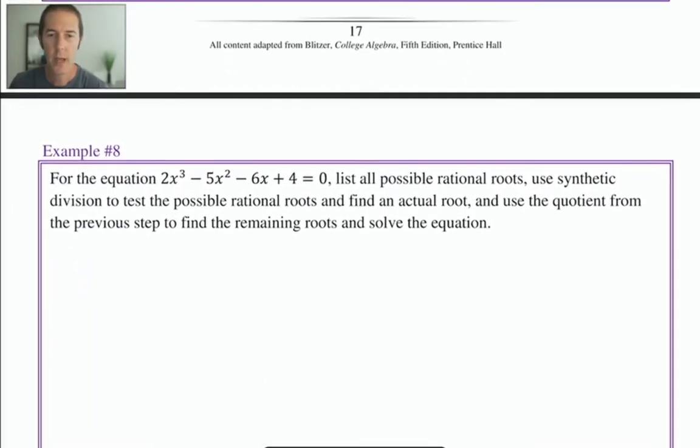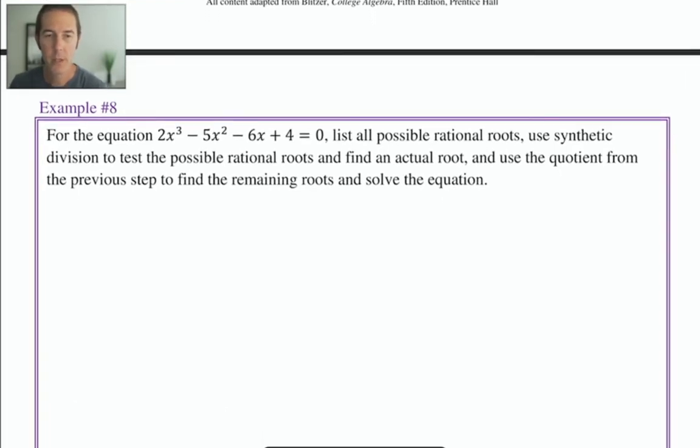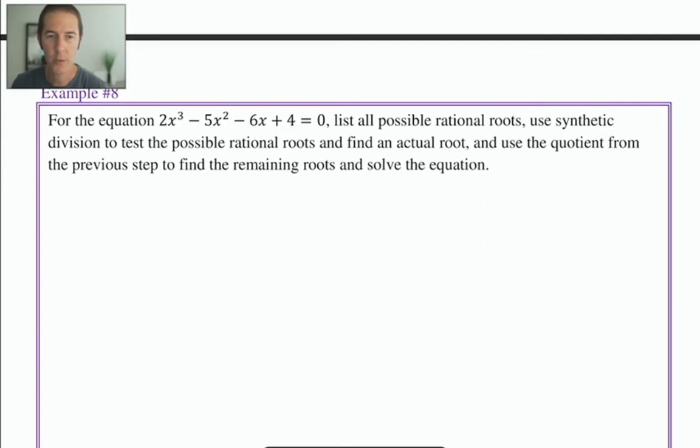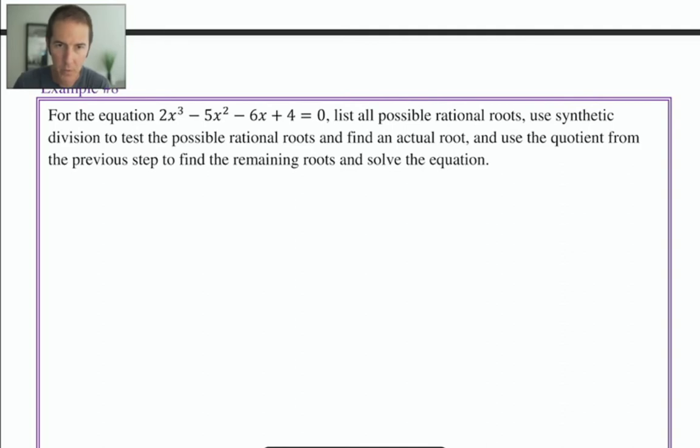In this equation, we're asked to list all of the possible rational zeros and then use synthetic division to test the possible rational roots and find an actual root, and use the quotient from the previous step to find the remaining roots, and solve the equation. This might take a minute. Thankfully, our numbers are a little bit smaller for our p's and q's, so let's make the list of possible rational zeros. I've got p over q.